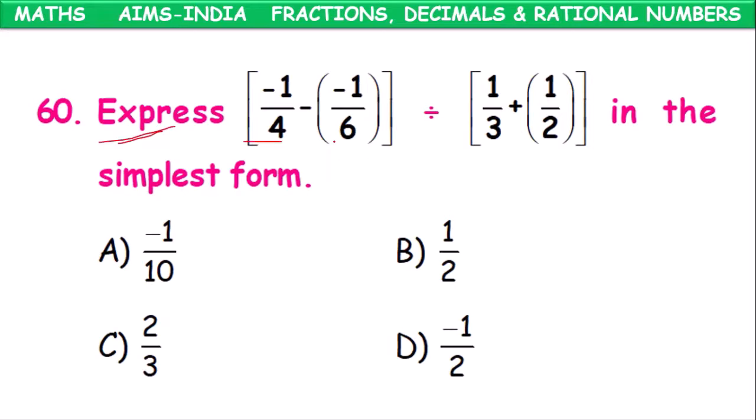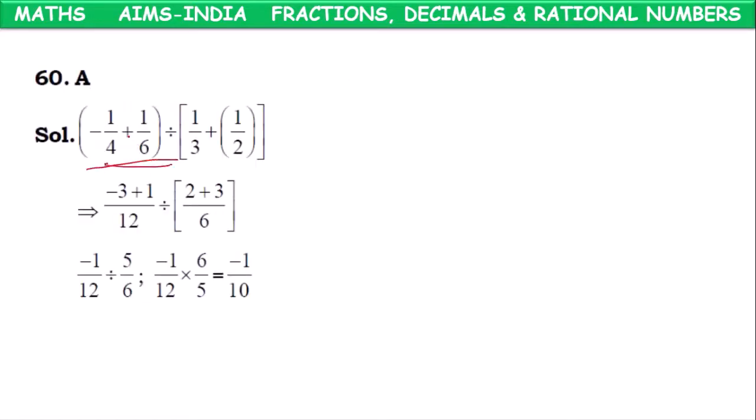Express this value divided by this value in the simplest form. It means after dividing, we have to express it in the simplest form. So for these two, the LCM of 4 and 6 is 12. 4 times 3 is 12, 3 into 1 is 3. 6 times 2 is 12, 2 into 1 is 2. For 3 and 2, the LCM is 6. 3 times 2 is 6, 2 into 1 is 2. 2 times 3 is 6, 3 into 1 is 3. Minus 3 plus 2 gives minus 1/12, divided by 2 plus 3, which is 5/6.